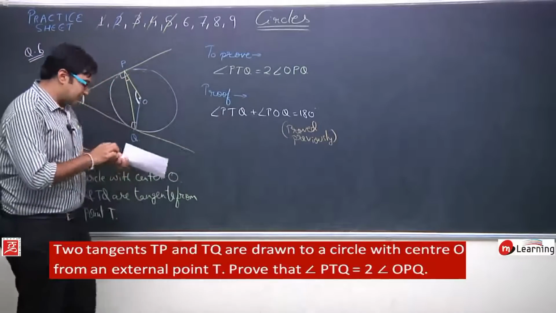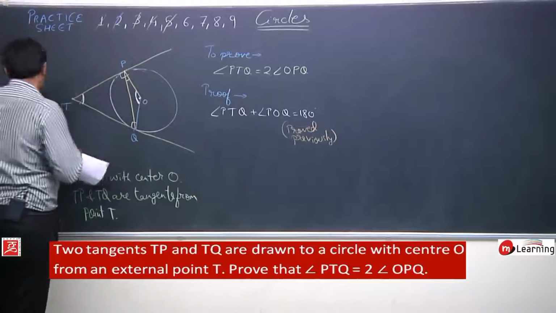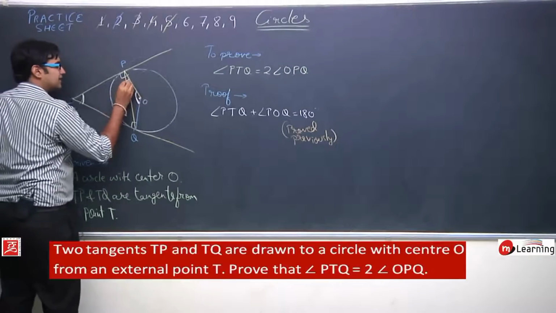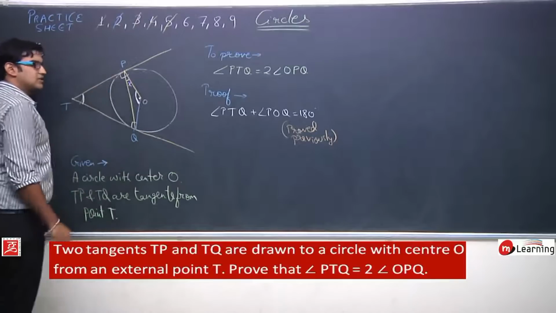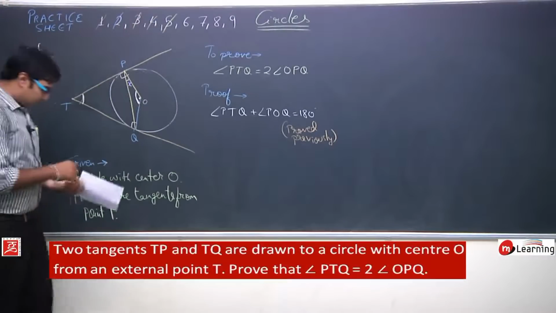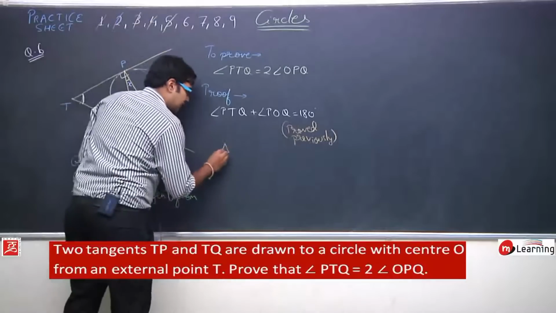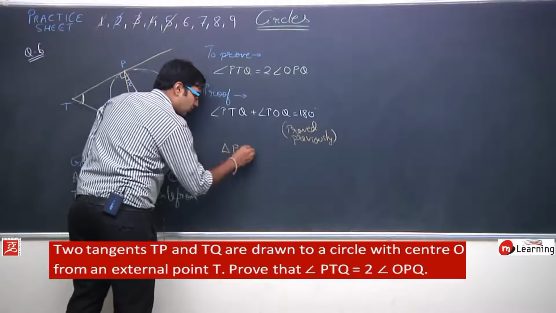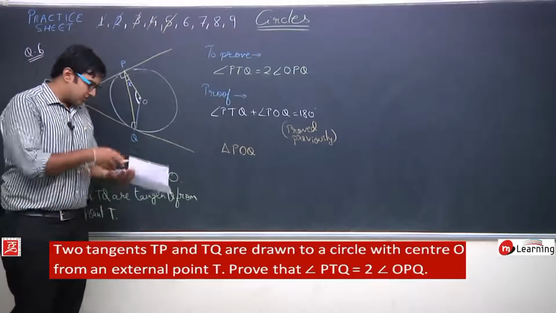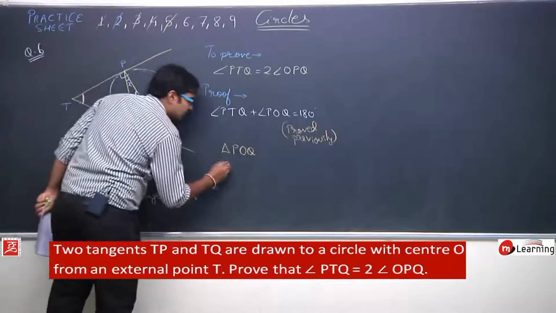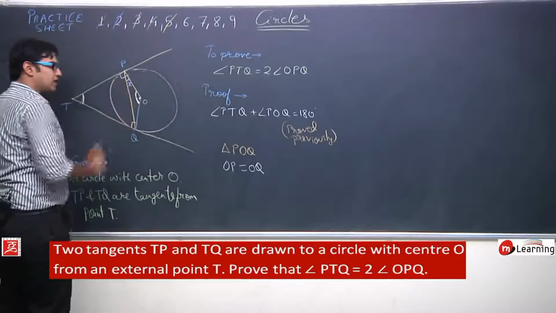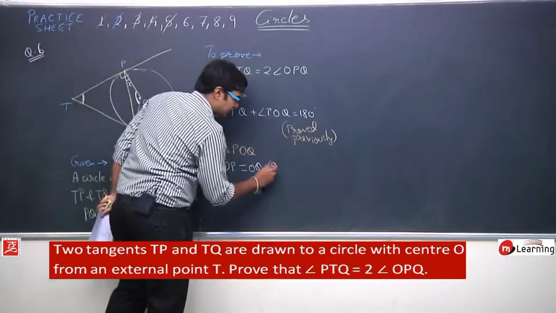How? Let us see this. Suppose this angle, this P angle, is x. Suppose this angle is x. Now, in triangle POQ, if you observe the triangle POQ, you can see that OP is equal to OQ. Why are OP and OQ equal? Because both are radius.